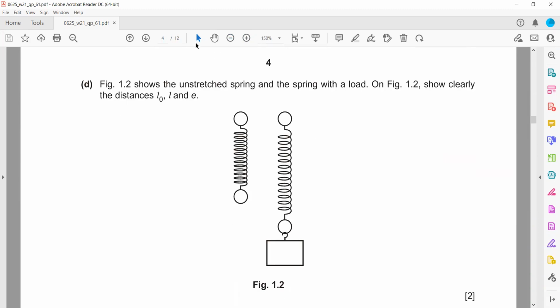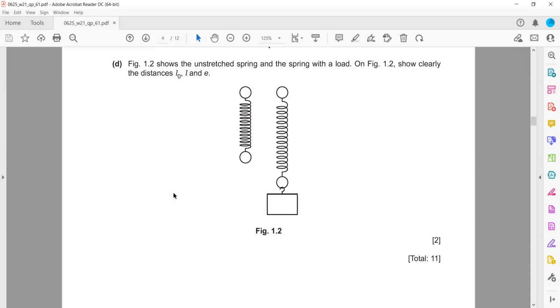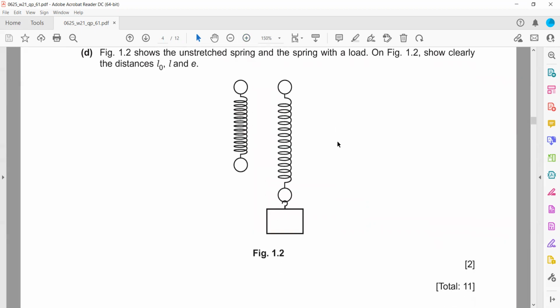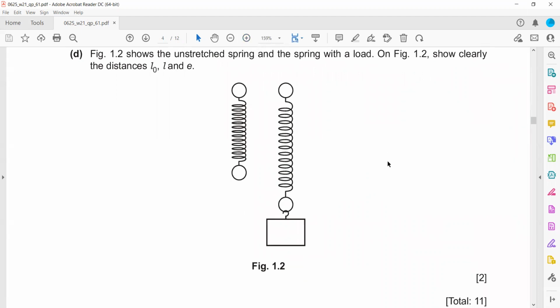In part D, figure 1.2 shows the unstretched spring and the spring with a load. On figure 1.2, show clearly the distances L naught, which means the length of the unstretched spring, L, the total length of the spring, and E, the extension. So use a screen annotation first to mark L naught. What will be L naught? Length of a spring. That's correct, Rafi. So from the top ring to the bottom ring, that is what we call L naught or L zero, the original length.